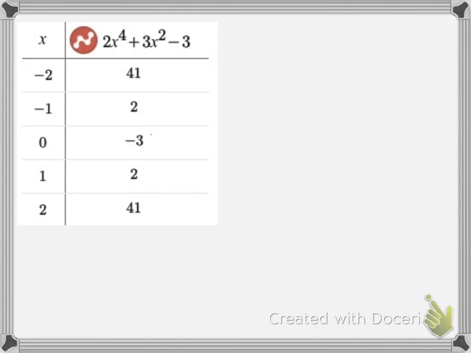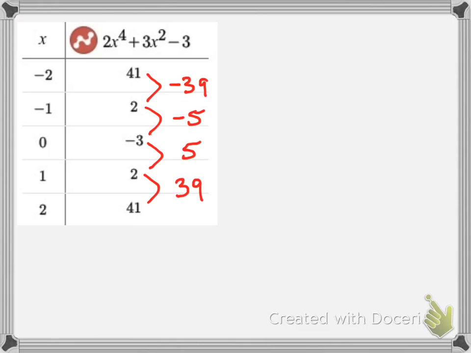This is a fourth degree polynomial. Let's look at their differences. So 2 minus 41 is -39. -3 minus 2 is -5. 2 minus -3 is +5. 41 minus 2 is 39.